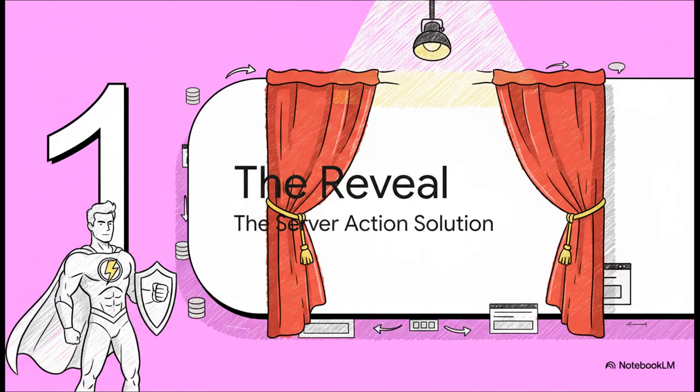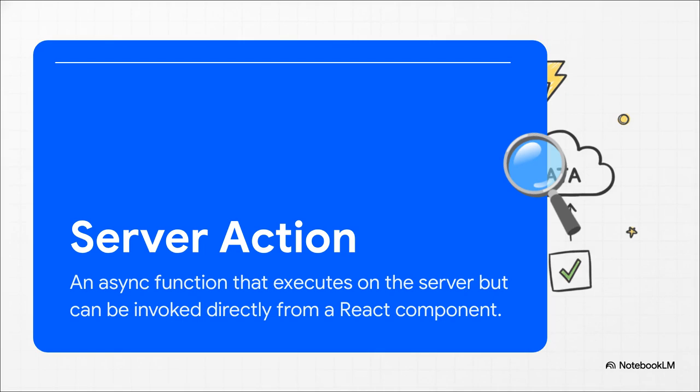Okay, so let's pull back the curtain on this solution. It's time to properly introduce the hero of our story, the server action itself. So what is a server action really? Well, at its core, it's just an async function that runs on the server. Simple enough. But here's the magic trick. You can call it directly from your React components. That's the part that changes everything. No more creating separate API endpoints. You just write the function, and Next.js builds that bridge between your client and your server for you.